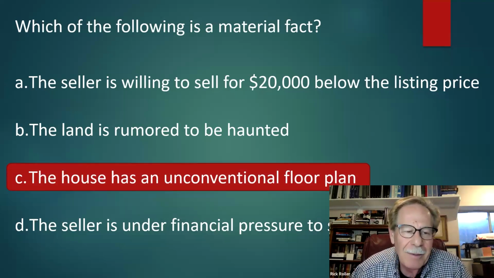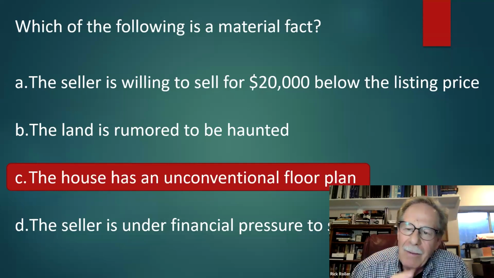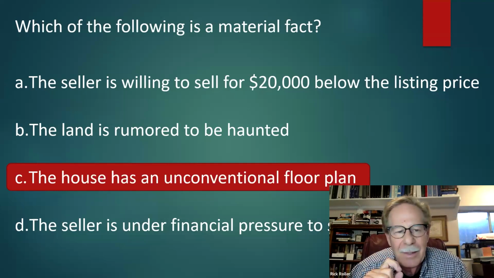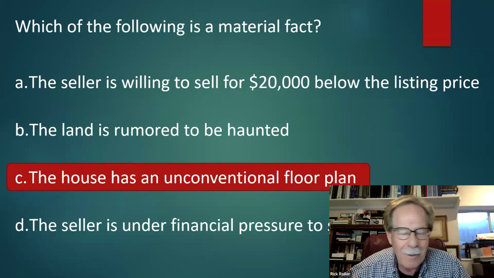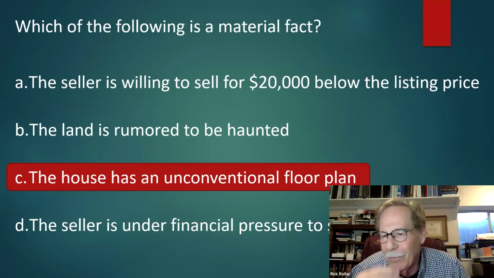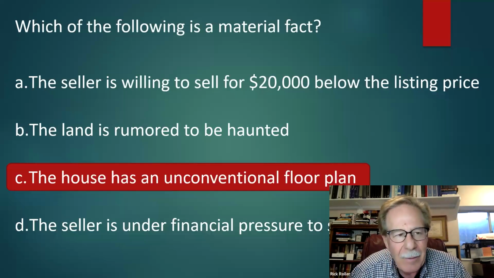We'll see. But the correct answer to this one, they want to know what is a material fact. A material fact is something that would affect the value or the purchase price. And having a weirdo floor plan will definitely do that. I've seen houses with hallways that lead to nowhere. I don't know what the purpose of that was. And all other kinds of weirdo things that you might see. If it's unconventional and therefore undesirable, perhaps it would affect the price of the home, which would be a material fact. Okay.